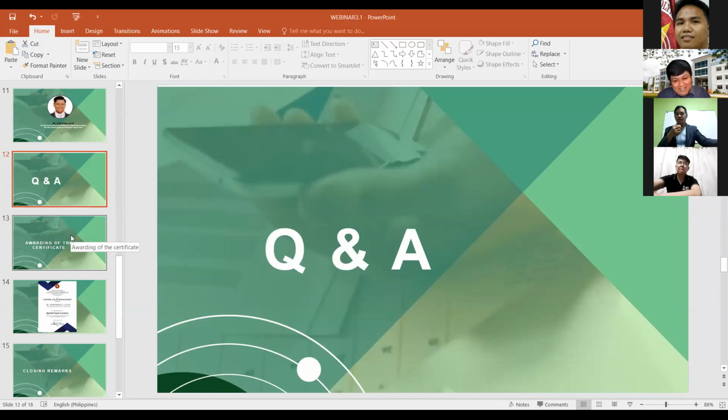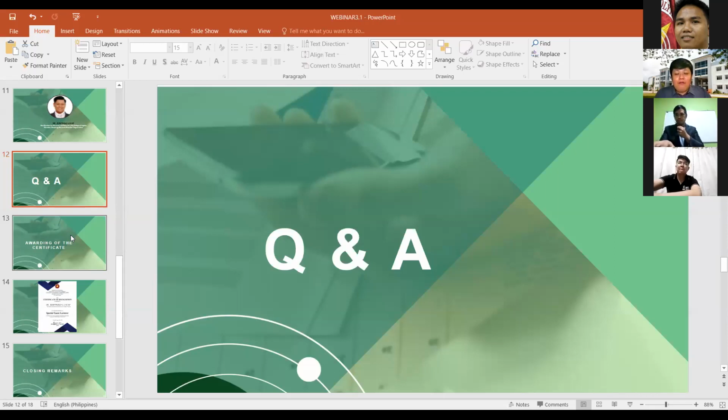Sir, we have a question from Dean Ramos. Can we combine the two types of construct in our survey form? You mean combine or use, for example, reflective and formative? Yes, can we combine that in our survey form?